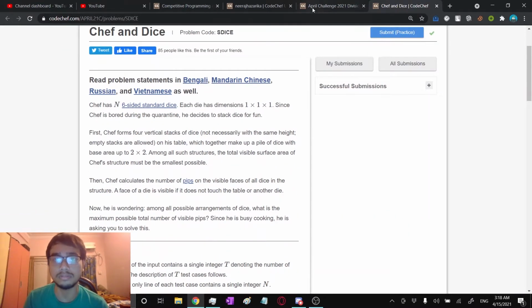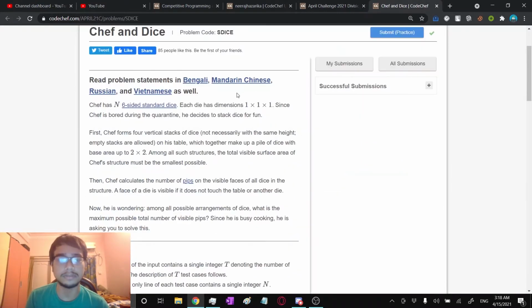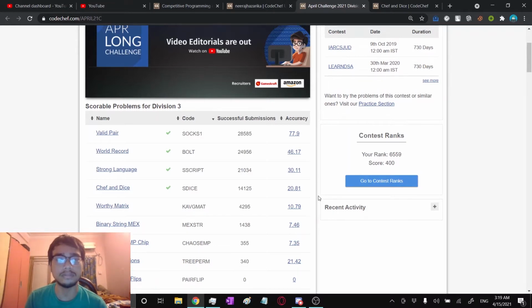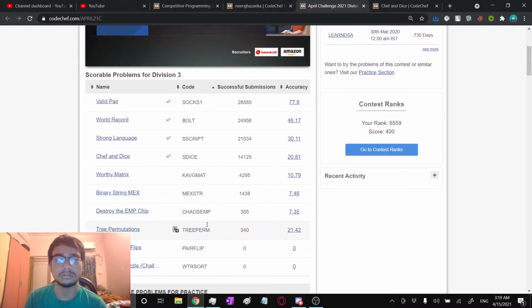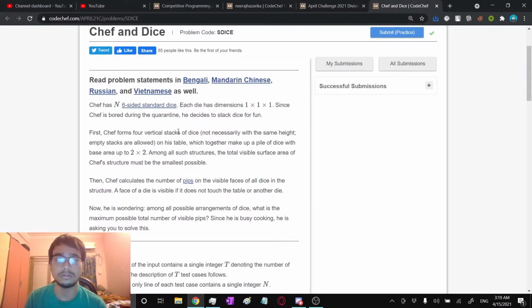First, I'm going to read out the problem. As for the Wordy Matrix problem, I did try a lot, but I couldn't complete it. But now I think, if possible, I will make a video on it, if I am able to complete it by seeing another solution. I understood the problem though.